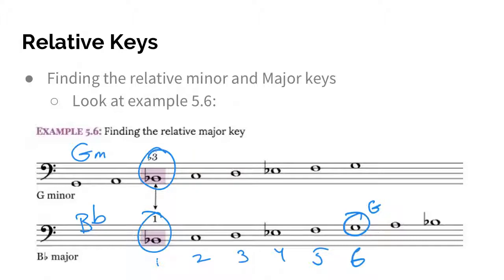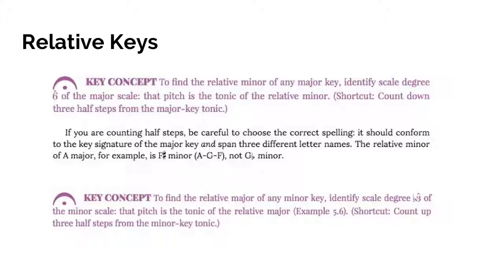So it just goes back and forth, either using the 6th scale degree in major to figure out minor, or the 3rd scale degree in minor to figure out the major. Again, this is everything that we just talked about, so feel free to read through this again. These are finding relative minor and finding relative major. If you want to read this, please pause now. If not, go right on ahead.